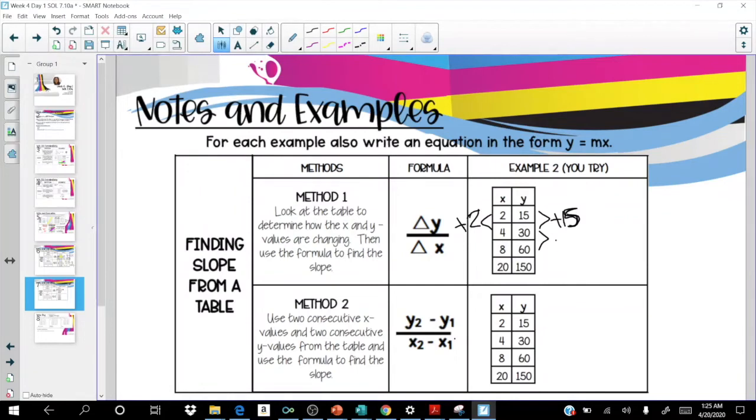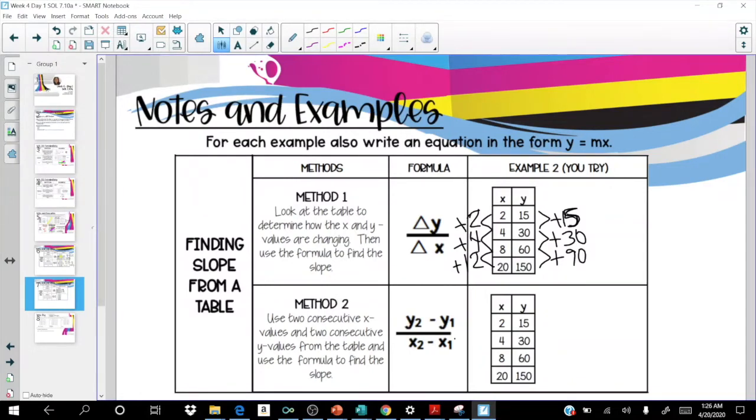30 plus 30 gives you 60. And 60 plus 90 gives you 150. 4 plus 4 will give you 8. 8 plus 12 will give you 20. However, that doesn't matter. If this is a proportional relationship, the ratio between x and y will not change. It will have a constant rate. So you only need one change in y, one change in x to find your slope.